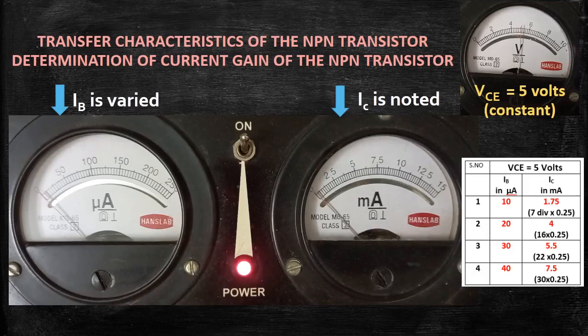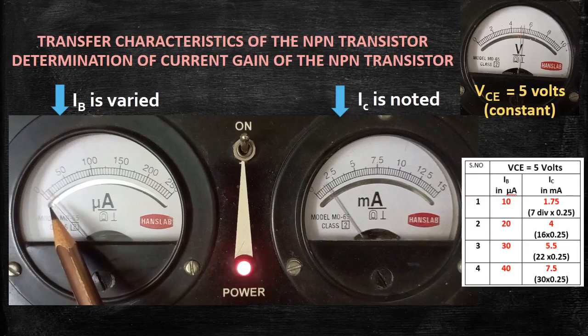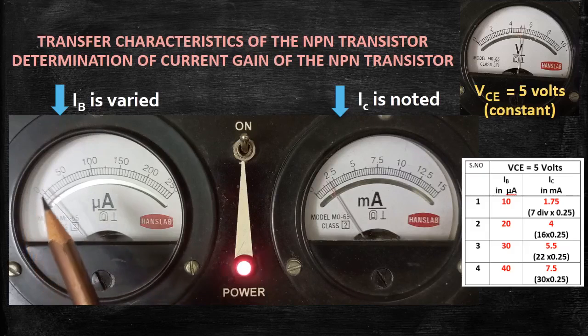First I am going to set the value of IB. The first value will be how much? 10 microampere. Okay, note down the reading. Here slowly, if it is varied, you can see some change. Now it is exactly kept at which value? 10 microampere.